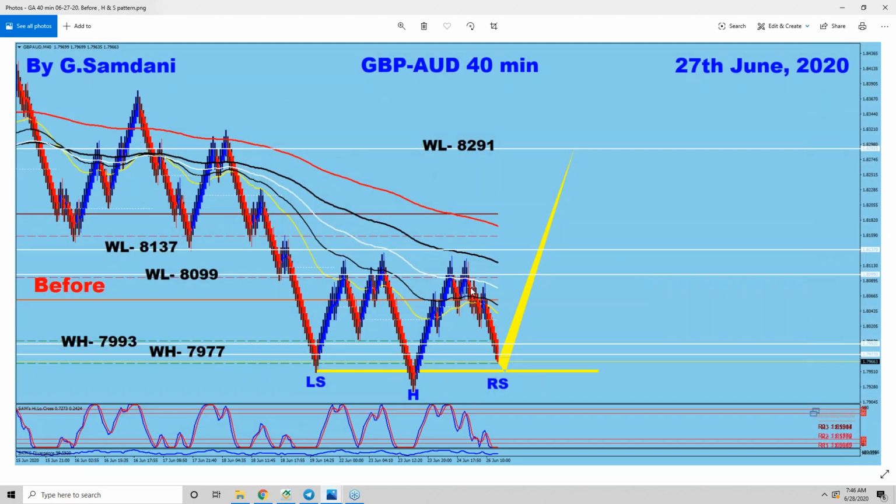Now Pound Aussie making an inverted head and shoulder. If we start to bounce from here, because Euro pound is supposed to drop, that means pound is probably going to get strong. Okay, so if that happens, this thing is going to fly to the upside. So it's not that harmonic pattern, it's just a head and shoulder, right?